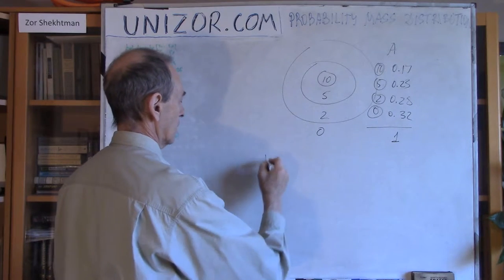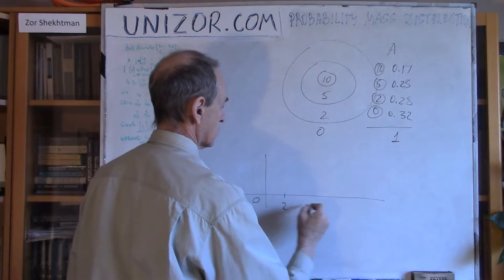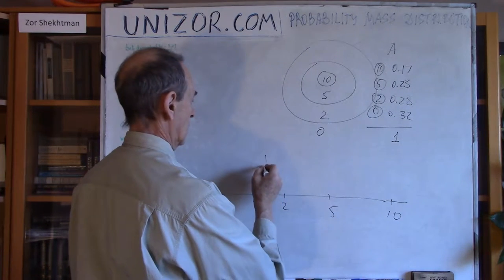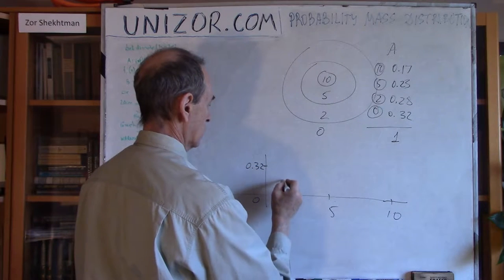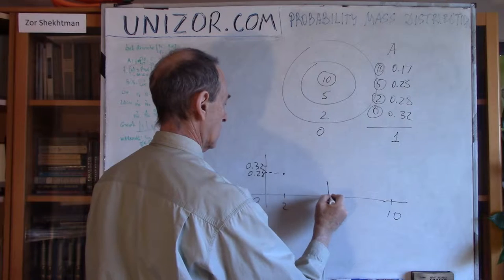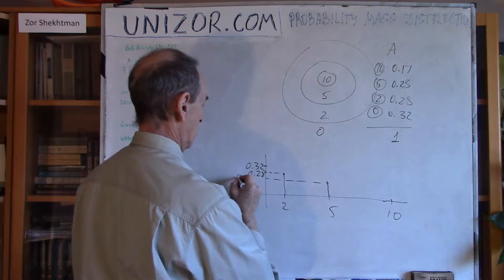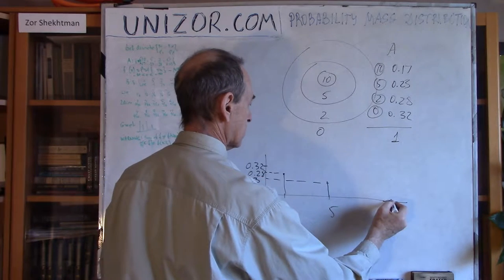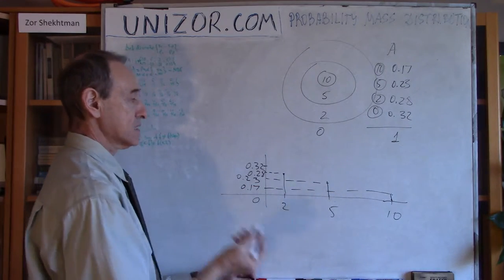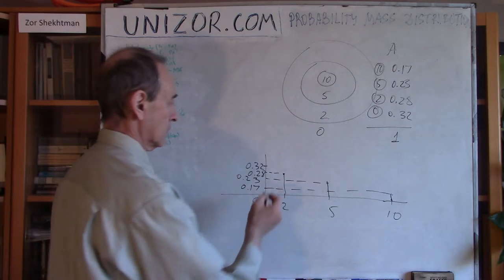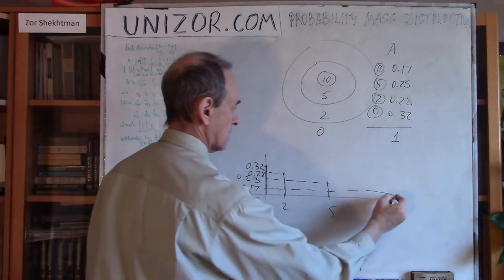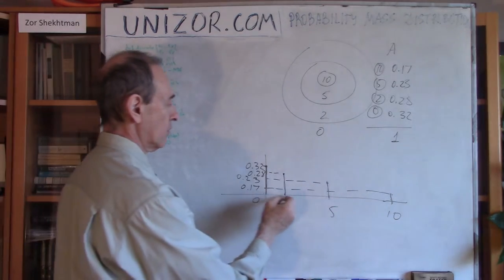Well, we can say the following. This is 0, this is 2, this is 5, and this is 10. Now, 0 would be 0.32, 2 would be 0.28, 5 would be 0.23, and 10 probability would be 0.17. So this is our mass distribution function. So this, this, this, and this are vertical jumps at 0, at 2, at 5, and 10.